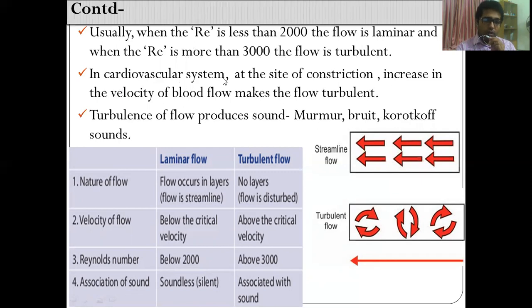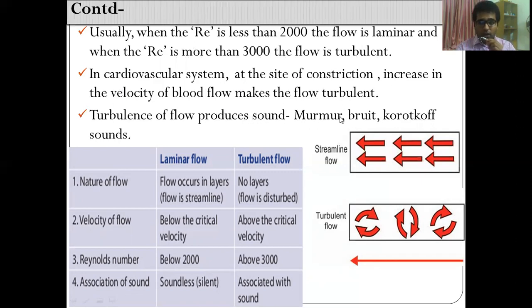So in the cardiovascular system, at the site of constriction, or at the site of bifurcation, or where branching occurs, the increase in the velocity of the blood flow makes the flow turbulent. So turbulence of flow produces sound.